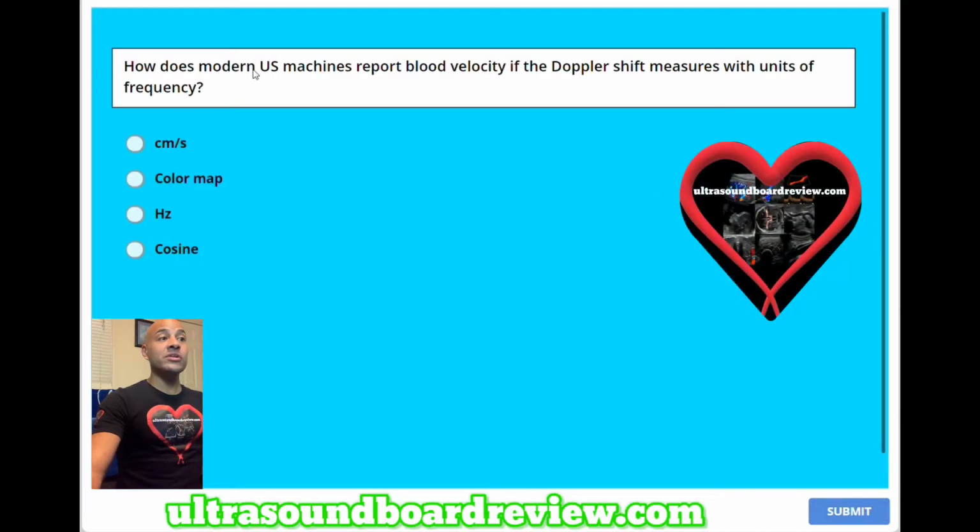Question number 11. How do modern ultrasound machines report blood velocity if the Doppler shift measures with units of frequency? A, centimeters per second. B, color map. C, hertz. Or D, cosine. The answer is C, hertz.